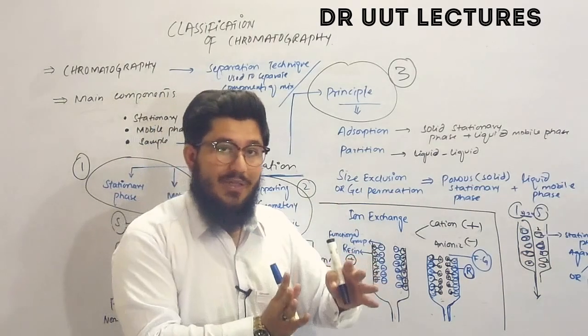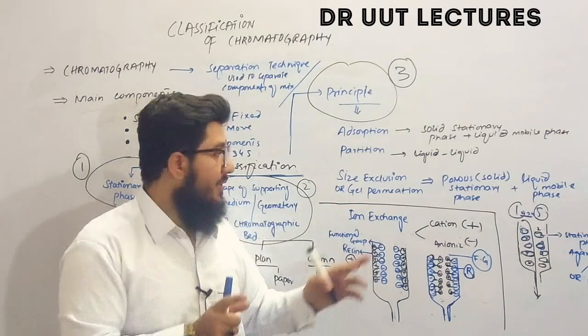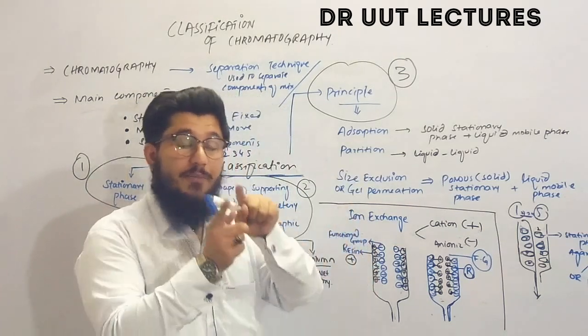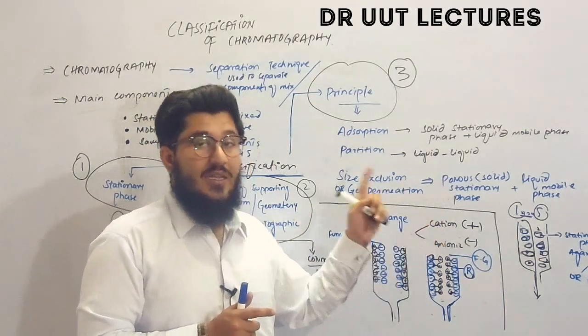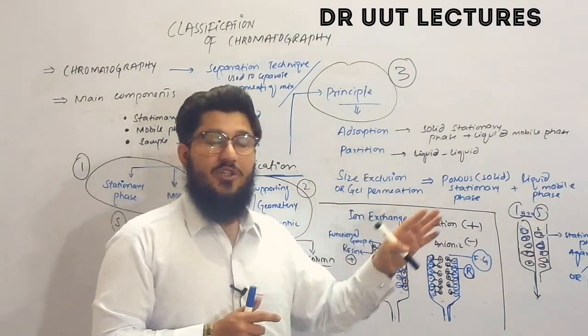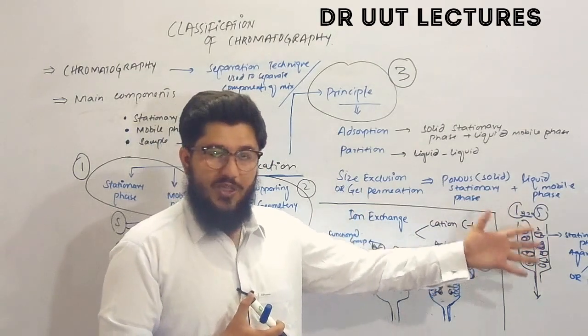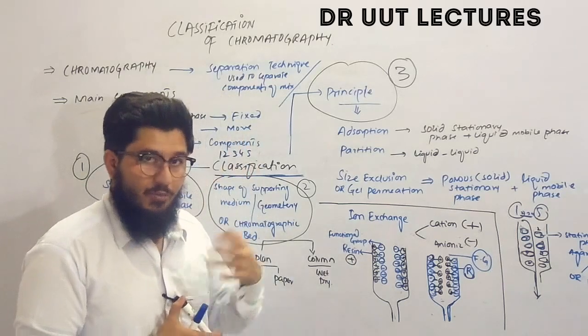Whenever your sample is separated based on size, that type of separation is done by the principle known as size exclusion or gel permeation. The type of chromatography which separates the components based on size is known as size exclusion chromatography or gel permeation chromatography. We have explained this entire mechanism in different videos. You can search for them if you want to learn more.